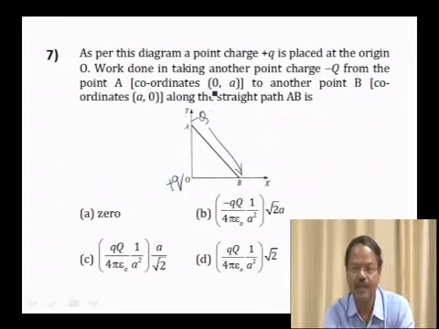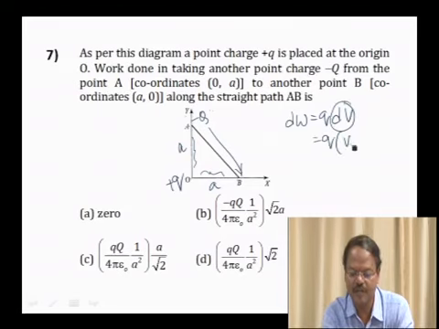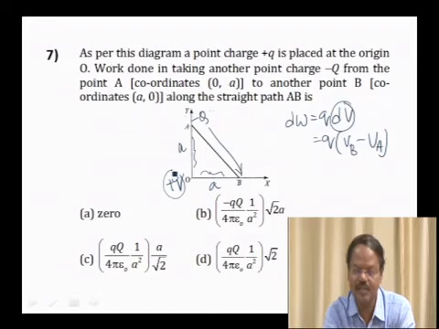And where is A? A is at 0 comma A. So, x coordinate is 0, y coordinate A means this OA distance is A. B is at A comma 0. So, x coordinate is A, y coordinate 0 means it is on the x axis. So, notice that these two distances are equal, and if you use the same equation dW equals q dV, where dV is the potential difference, final minus initial, because this charge is same for both of them, distance is also same for both of them, these two potentials are equal, and therefore, you will get an answer 0.